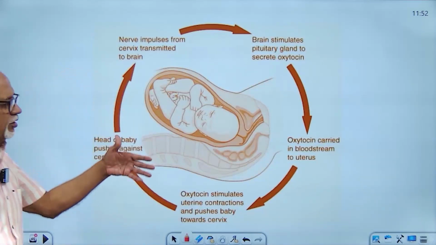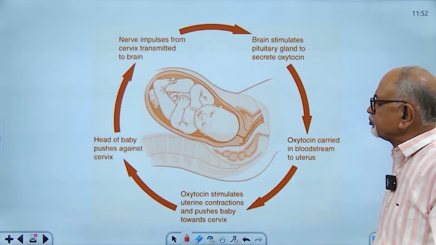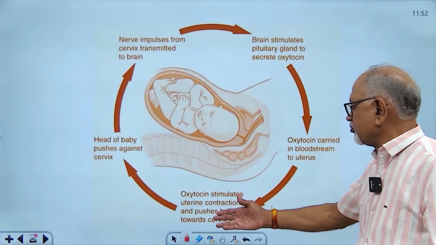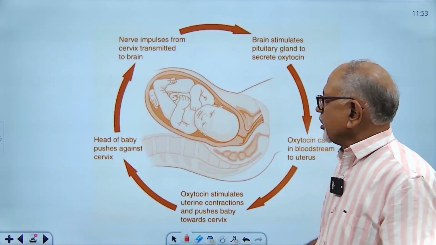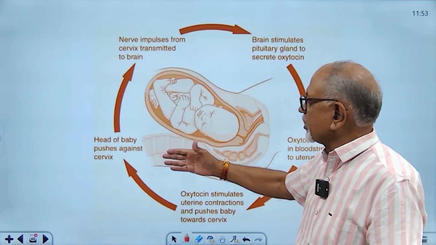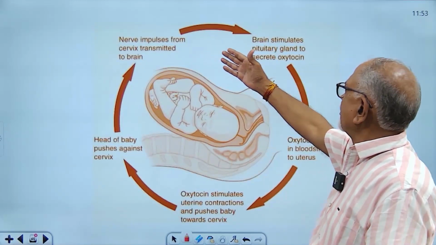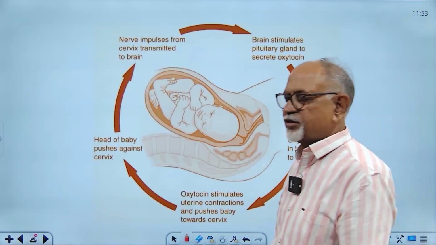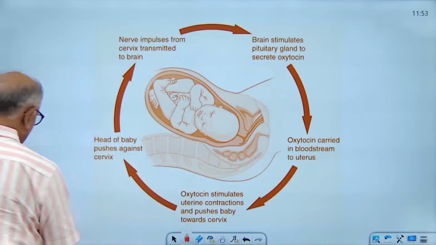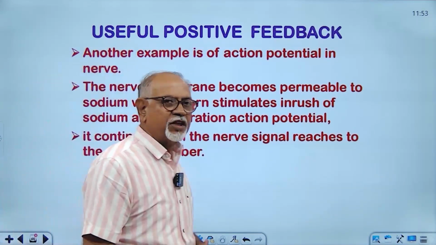Here is the picture representing this positive feedback mechanism of childbirth. The oxytocin stimulates the uterine contraction and pushes the baby towards the cervix. The head of the baby pushes against the cervix. They send nerve impulses to the brain, and from the brain, the pituitary, the neurohypophysis, secretes more oxytocin till the childbirth takes place. Another example is the action potential in the nerve fiber.